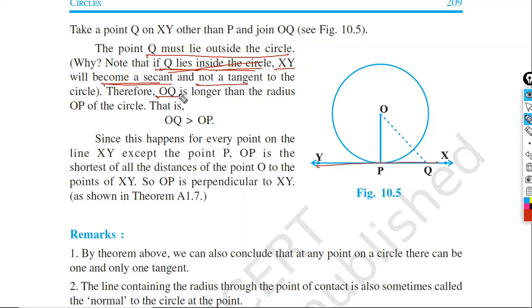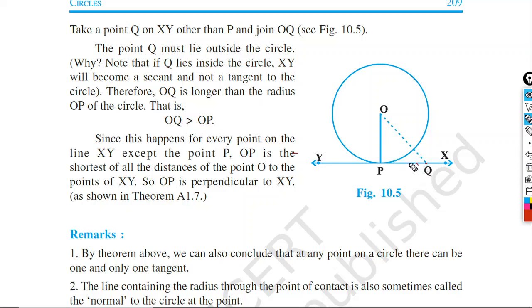Therefore OQ will be greater than OP, because OP is the radius and OQ is greater than the radius. Up to this point there is the radius, then this is extra length. Suppose this is your P dash or P1. OP1 will be the radius, P1Q is the extra length, so we can say OQ is greater than OP, isn't it?